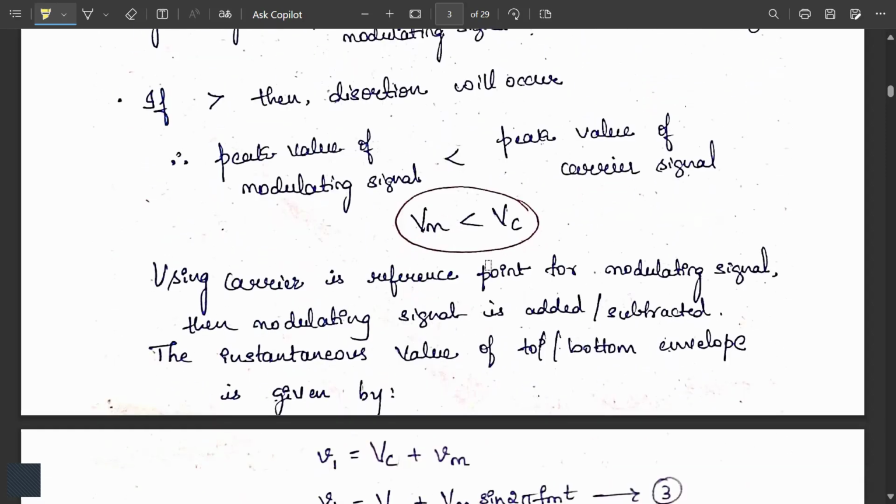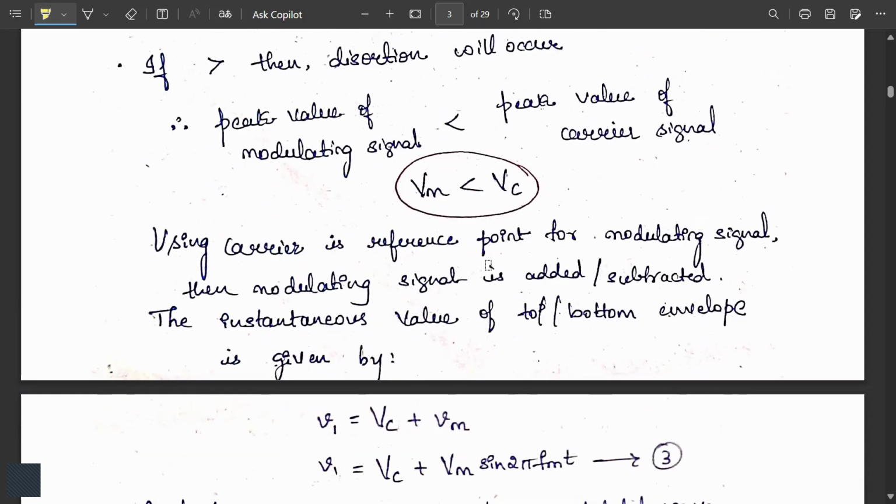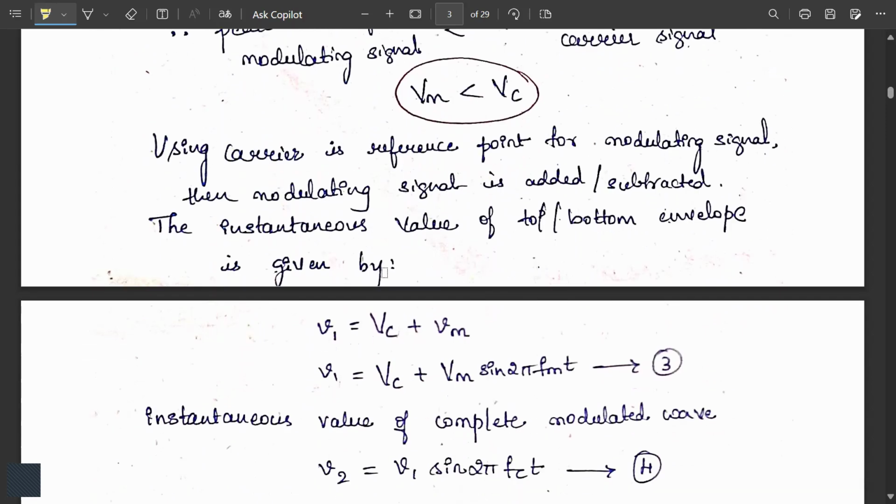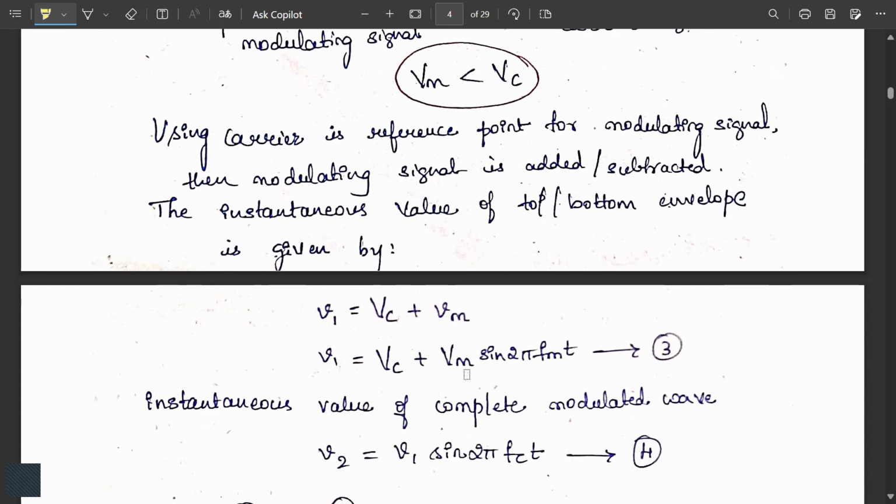In case of distortion, using the carrier as the reference point, the modulating signal is added or subtracted. So the instantaneous value of the top or bottom envelope is given as V1. That is, we will define V1 as Vc plus Vm. On substituting Vm from equation 1, we can write it as capital Vm sine 2 pi fm t.